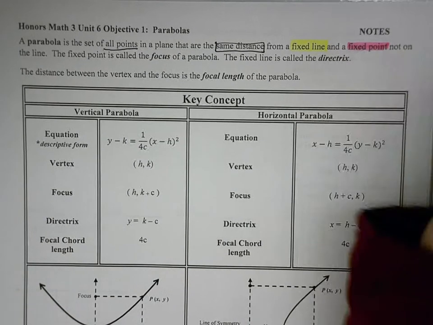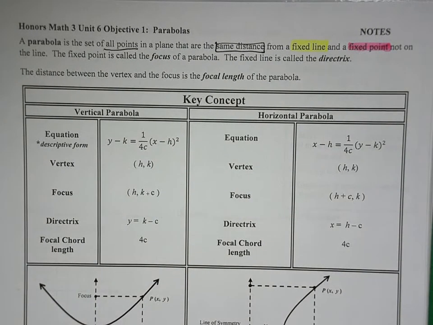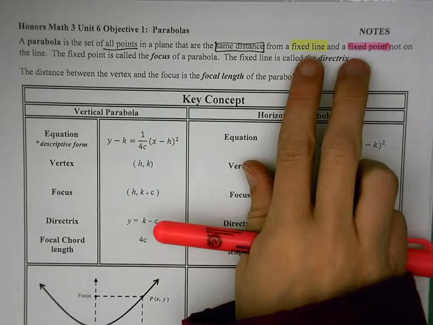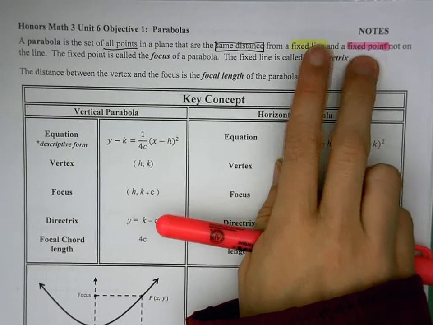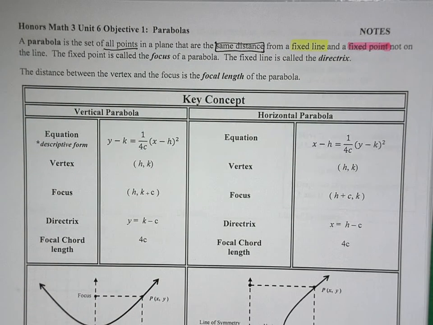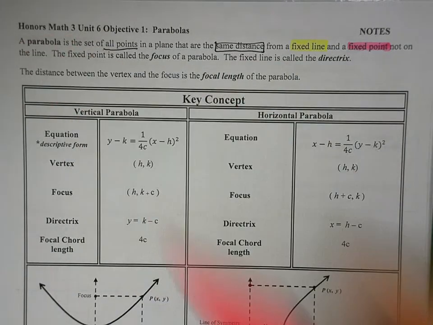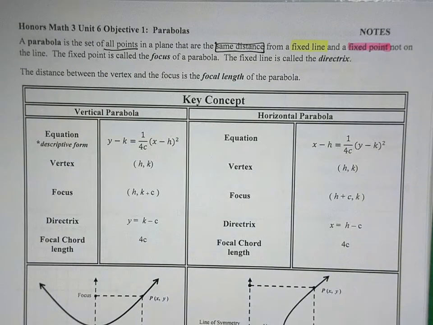And so if you're looking at that fixed line and that fixed point and identifying every single point around these two settings that are the same distance from both, that's what constructs a parabola, constructs that U shape that we are familiar with. And then the points do have to be not on the line, for the record. The fixed point is called the focus.